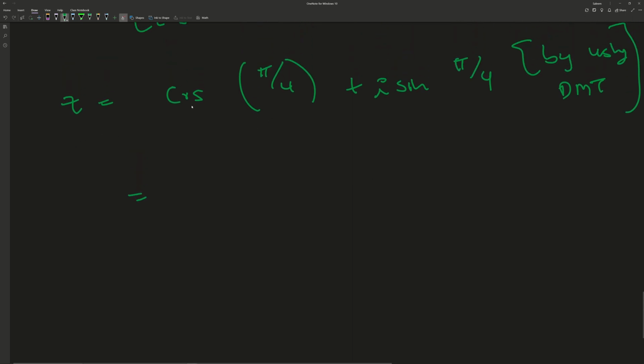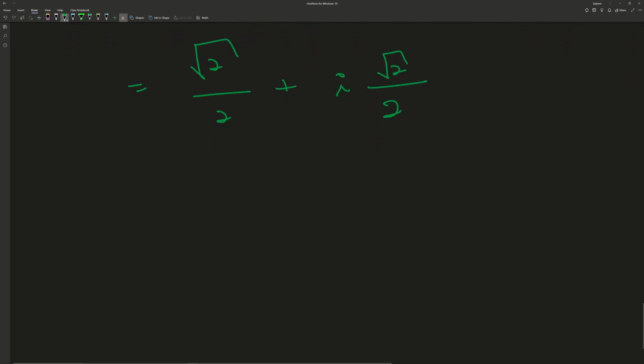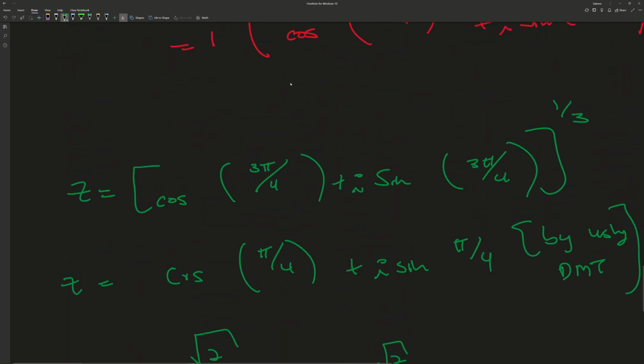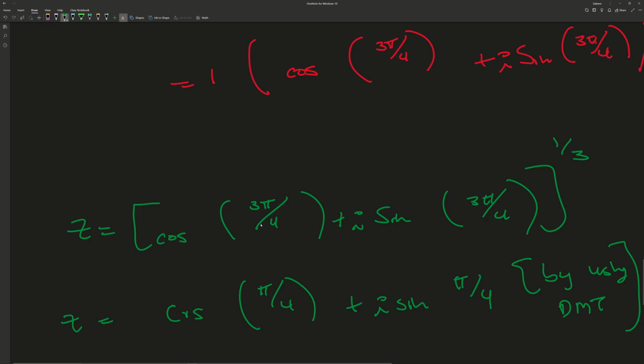Now, what's the cos of pi upon 4 here? The cos of pi upon 4 is root 2 upon 2, plus the same thing for sine, but we have an i in front, root 2 upon 2. So what do we know about these now? We know that when we found our principal argument, it was 3 pi upon 4.